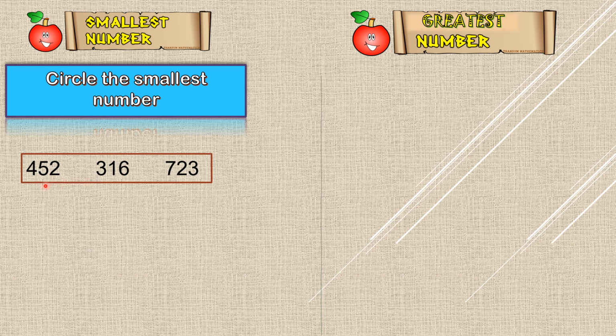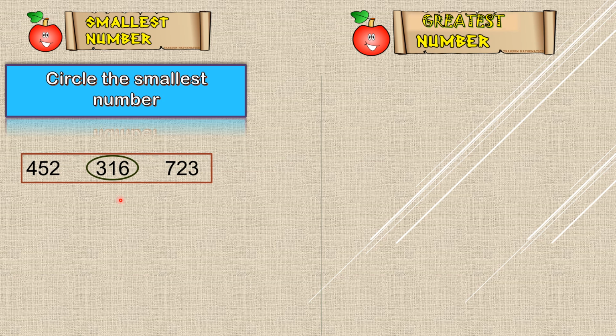Now coming to the next rule, comparing the hundreds. We compare the hundreds digit of all the numbers 4, 3 and 7. If we compare 4, 3 and 7, 7 is the bigger number, right? But we want a smaller number. So among 4, 3 and 7, 3 is smaller. So 316 will be a smaller number.